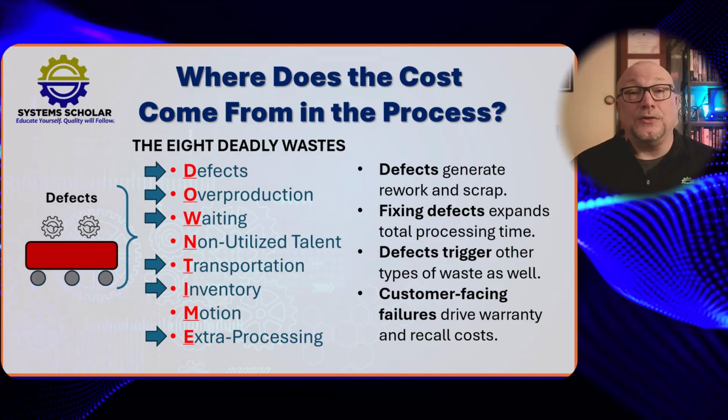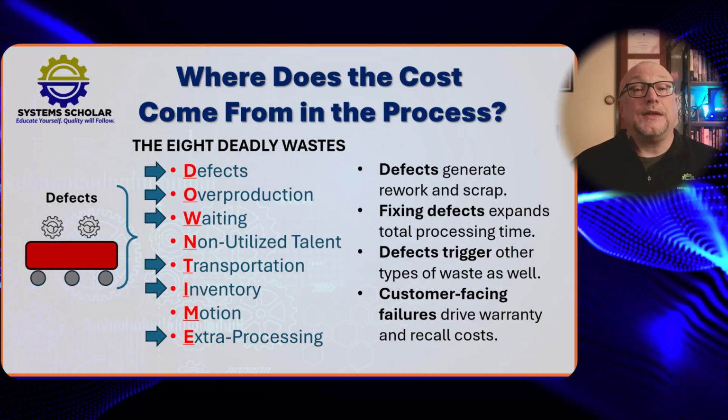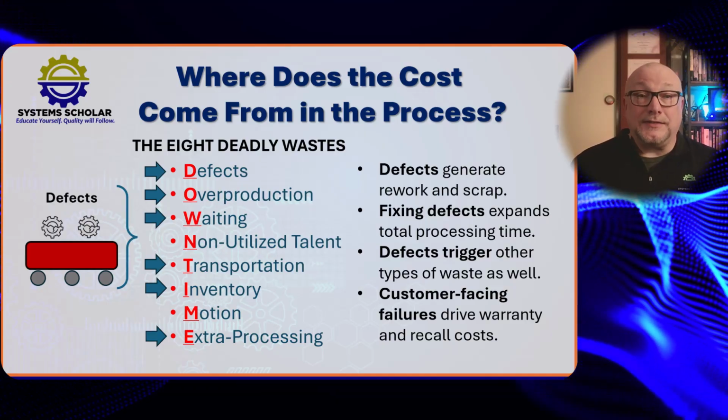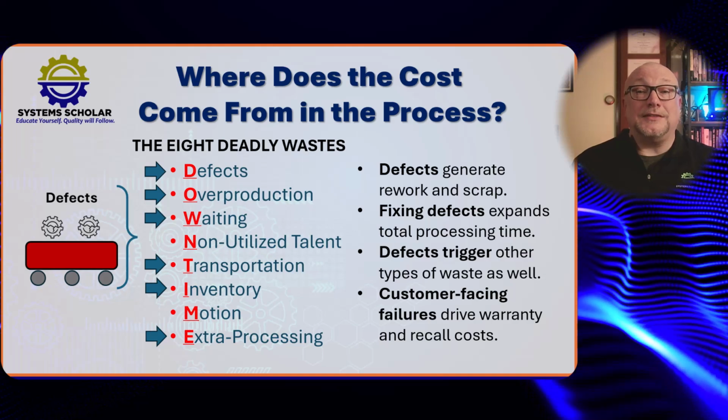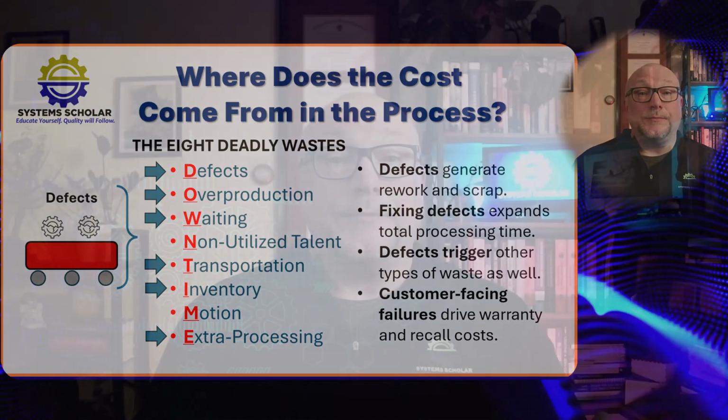Someone has to handle all of those defects. And they introduce extra processing because the job is effectively being done twice, and often followed by 100% inspection just to contain the defect and prevent it from moving on and reaching the customer. So defects don't just add cost, they multiply it.